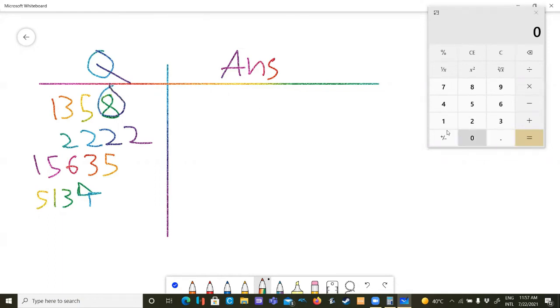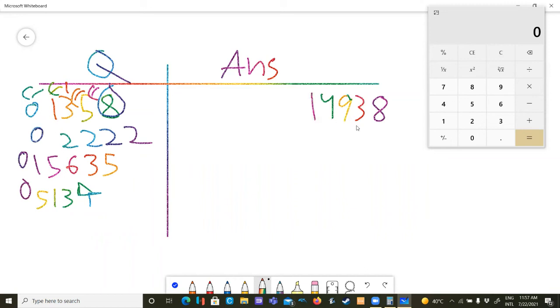8's neighbor is 0, 8 plus 0 is 8. Moving to 5. 5's neighbor is 8, 5 plus 8 is 13. Carry forward 1. Moving to 3, 3 plus 1 is 4. 3's neighbor is 5, so 4 plus 5 is 9. Moving to 1. 1's neighbor is 3, 1 plus 3 is 4. Moving to 0, 0's neighbor is 1, 0 plus 1 is 1. The answer is 14,938. Let's check this in the calculator. The answer is correct.